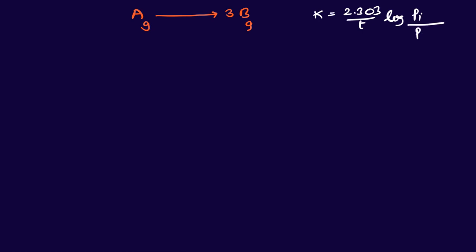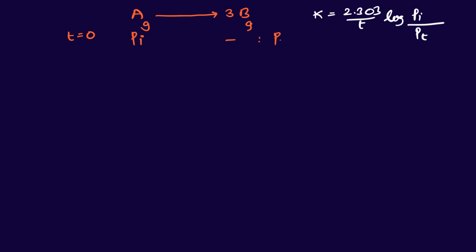Now one more equation I am taking here. A gives rise to 3B. This is a gaseous reaction. Now we know that K is equal to 2.303 by time, log of P initial by pressure at t time. Now I will write t equal to 0 time; this is called P initial, Pi.